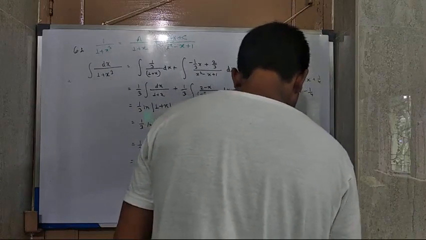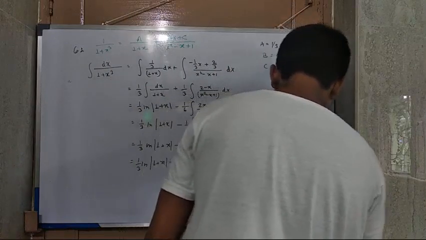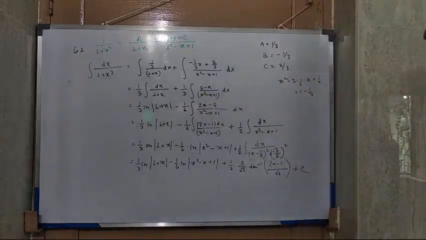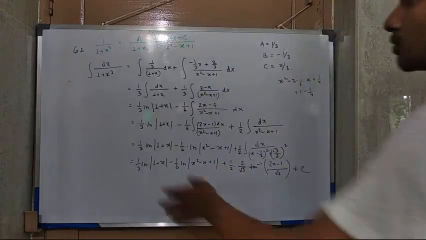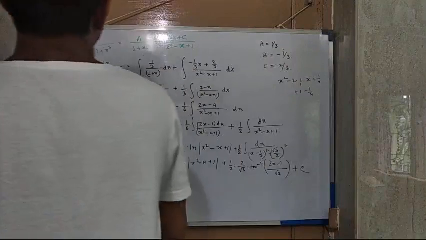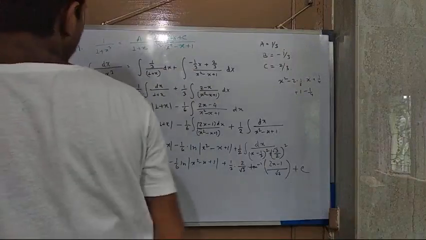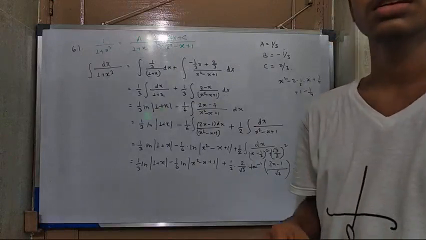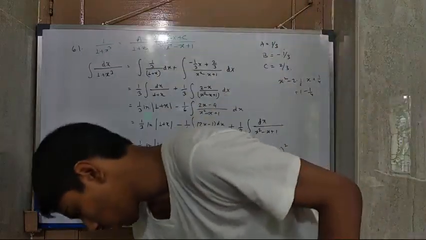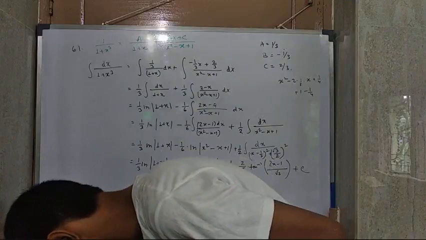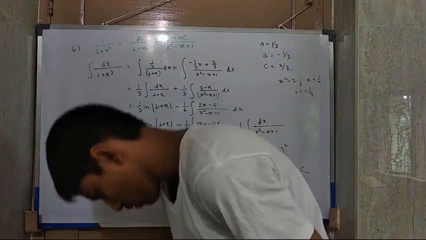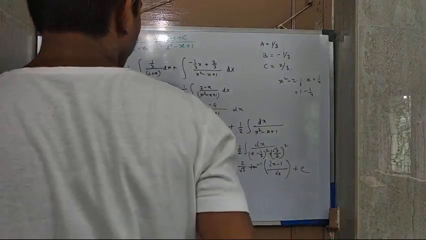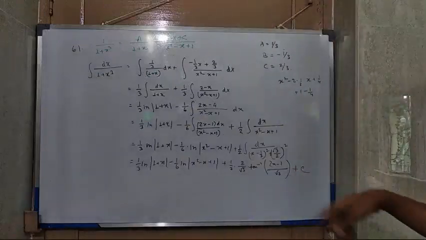This is actually 2x minus 1/√3. So this is the answer of the 61st question. So let's go for the second question, 62.